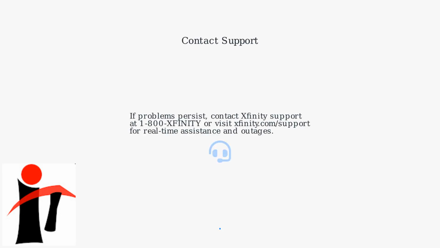If problems persist, contact Xfinity support directly at 1-800-XFINITY or visit xfinity.com/support for real-time assistance and to check for any ongoing outages in your area.